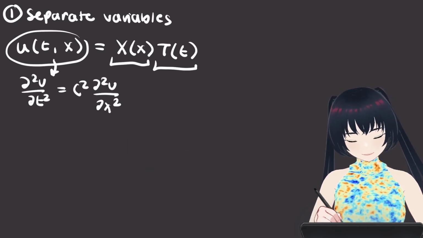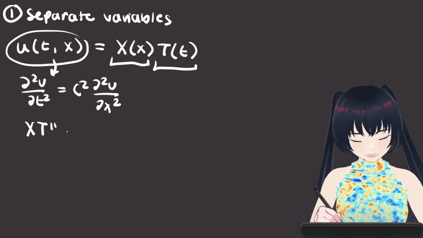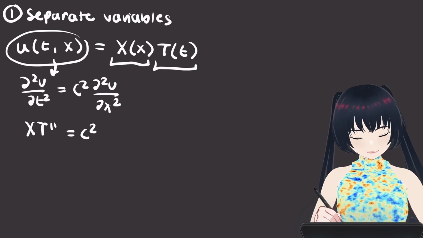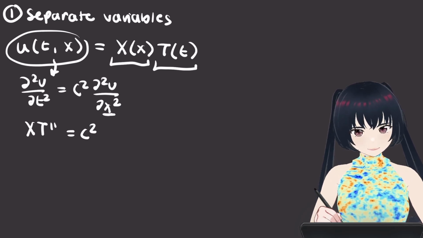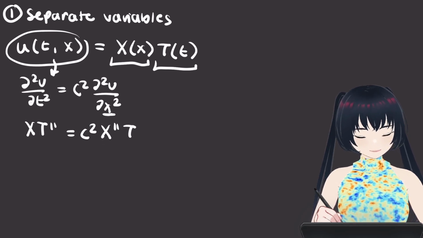And if we were to repeat that for both sides of the equation, we would get X T double prime is equal to c squared. It's a constant, so it stays the same. And this is a double derivative of X. So we only implement it on the x term of the solution to the wave equation.